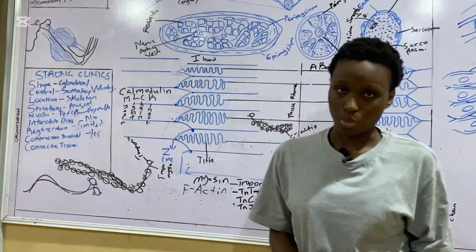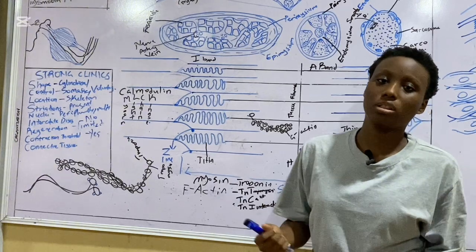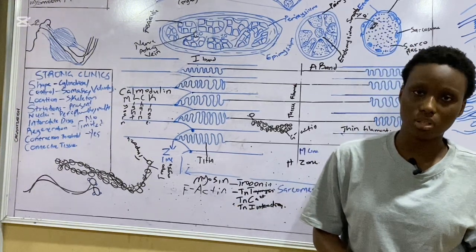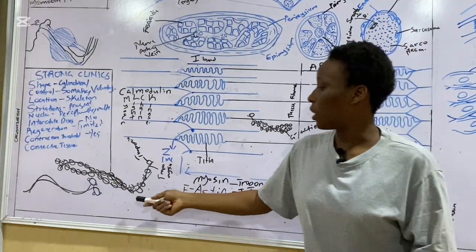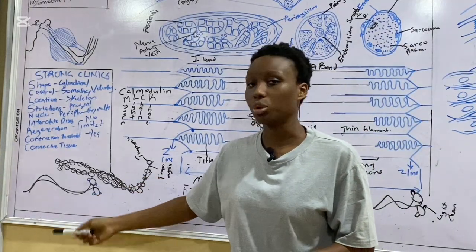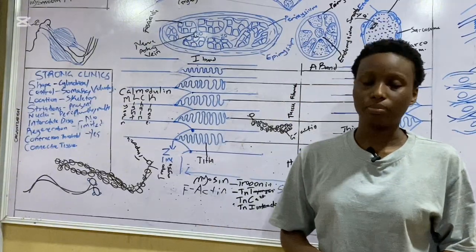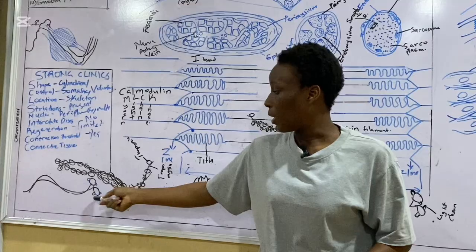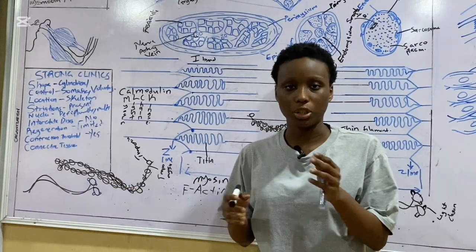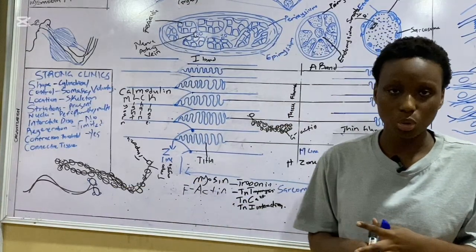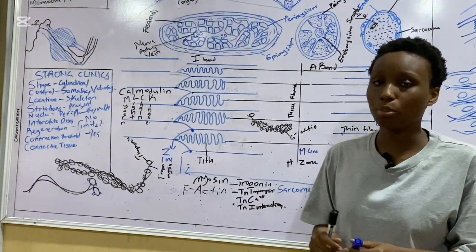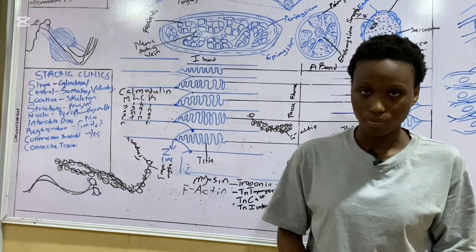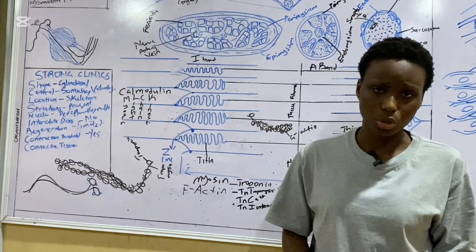Remember the H zone I spoke about. The H zone is the region where the thin filament does not overlap with the thick filament. This is our actin molecule, this is our myosin molecule. What exactly happens in the H zone is that our myosin molecule has just a head region and a tail region. The head region is the only region that is able to bind to actin, to the G-actin of the F-actin molecule. That means our tail region does not bind at all.